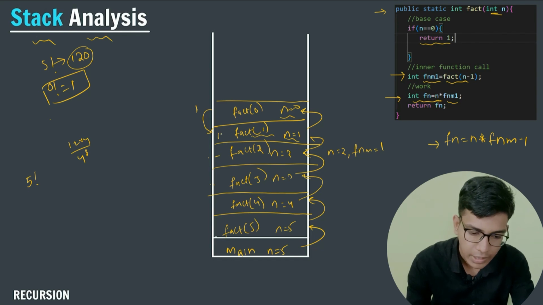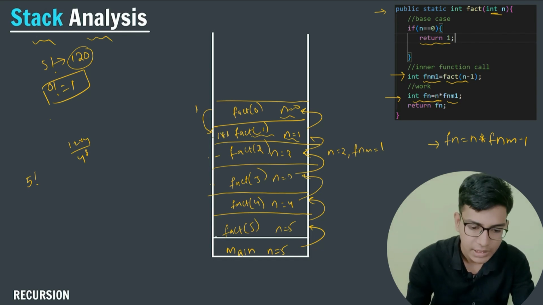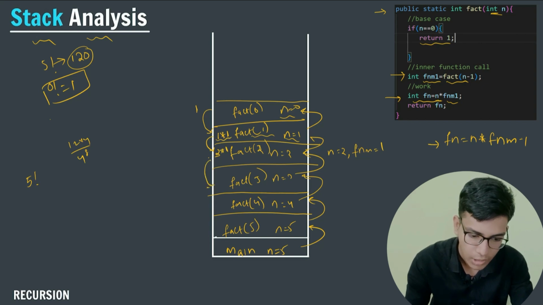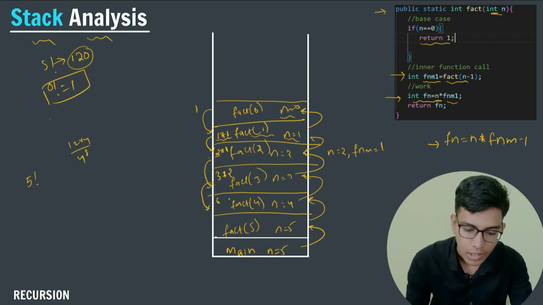After that I am performing n into 1. This will return me 2. Here n value is 2, and this value will give me 1, so 2 into 1, and I will return 2. After that n value is 3, so 3 into the returned value, that is 2. From this I will return 6 and multiply it with the n value. Here n value is 4, so I will return 24 and multiply it with 5. Finally I will return the value to my main program, that is 120. So this is my answer.